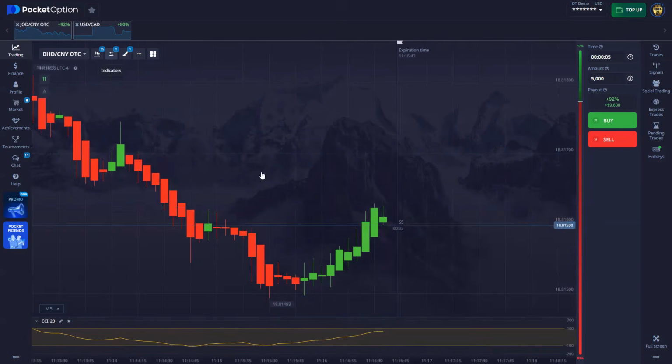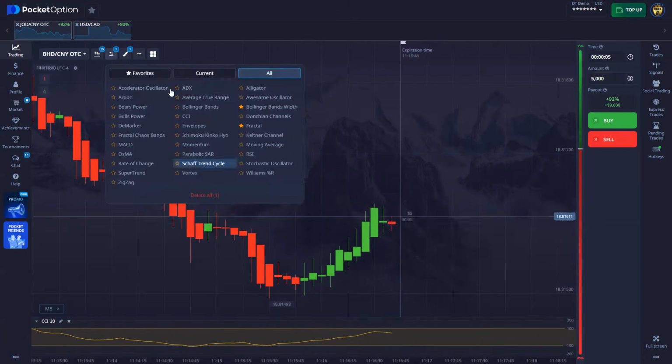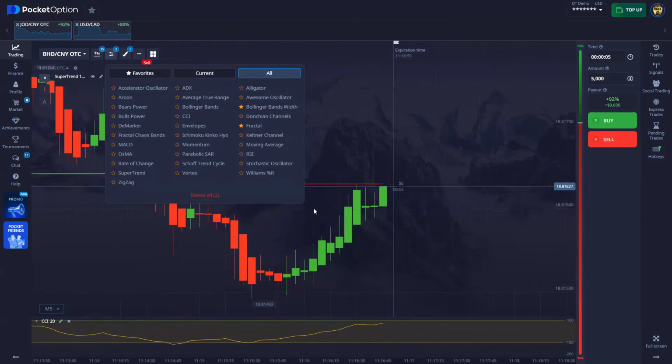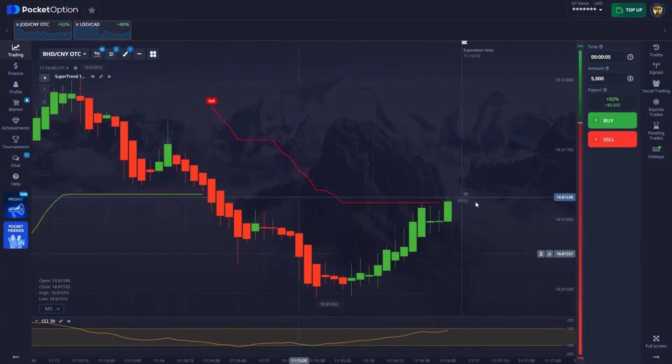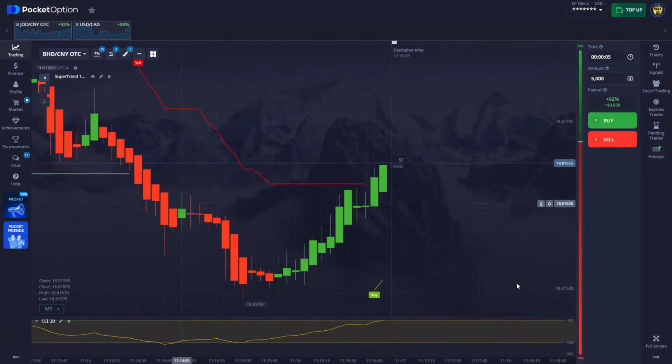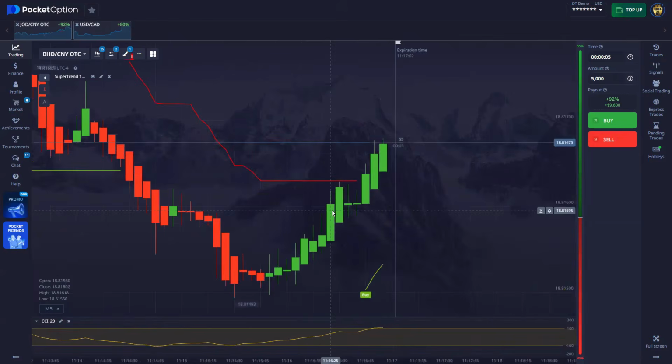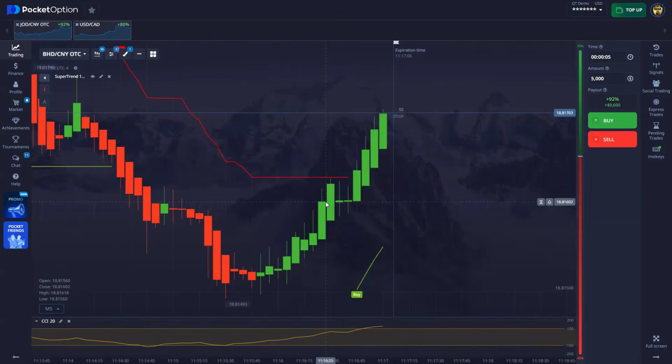Now, this is another one. Let's see. Boom. So as you can see, we're starting right there. We got buy, and then we also have sell. Now, this is the Supertrend. This one blends volatility and direction to tell you exactly when to buy or sell.